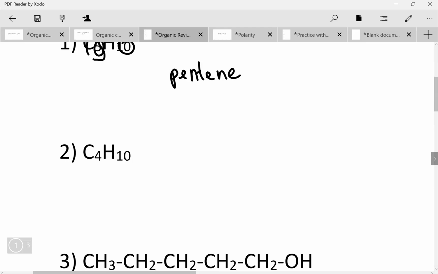C4H10. 4 carbons, so double 4 would be 8 hydrogens. This has more than double, so it's an alkane with 4 carbons, which is butane.